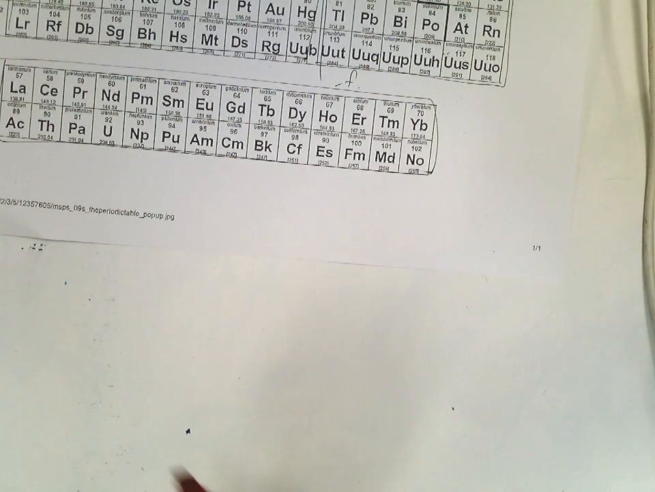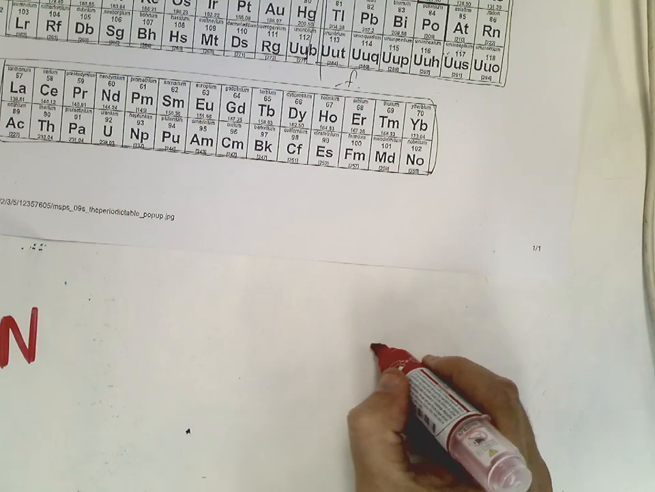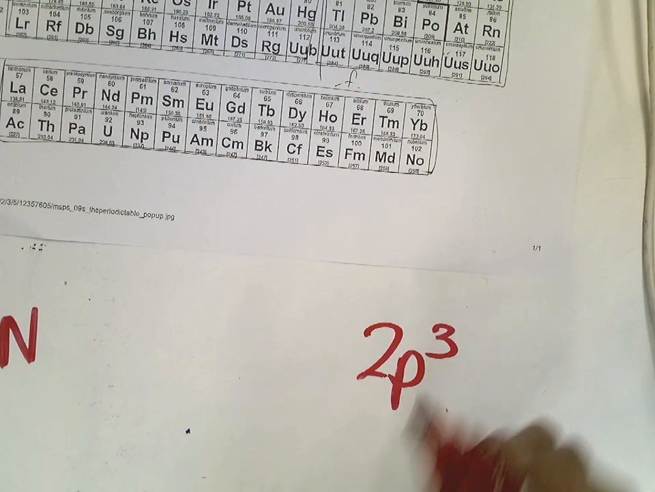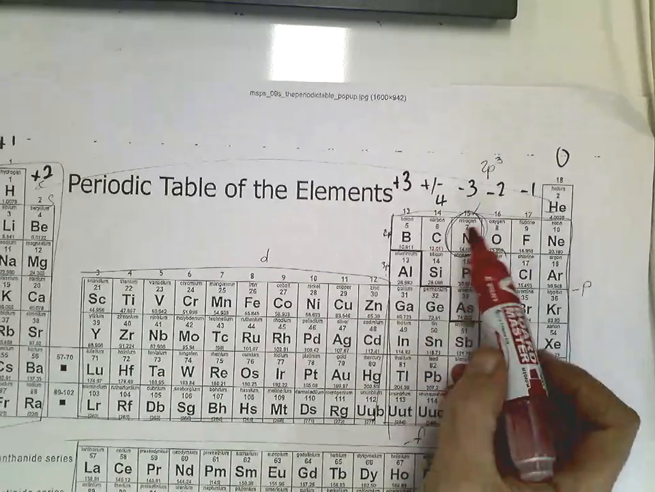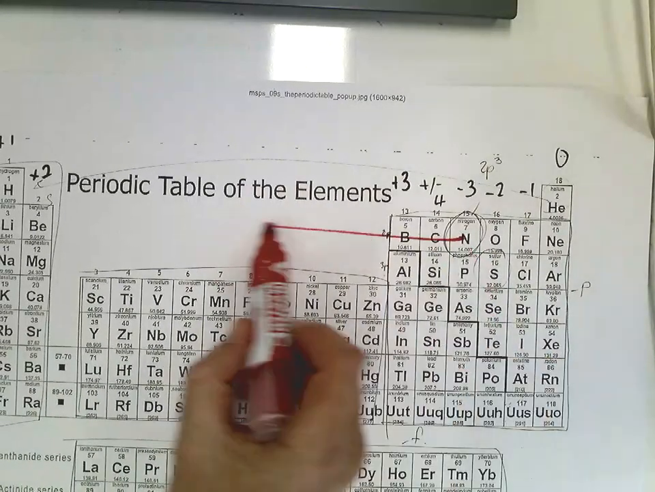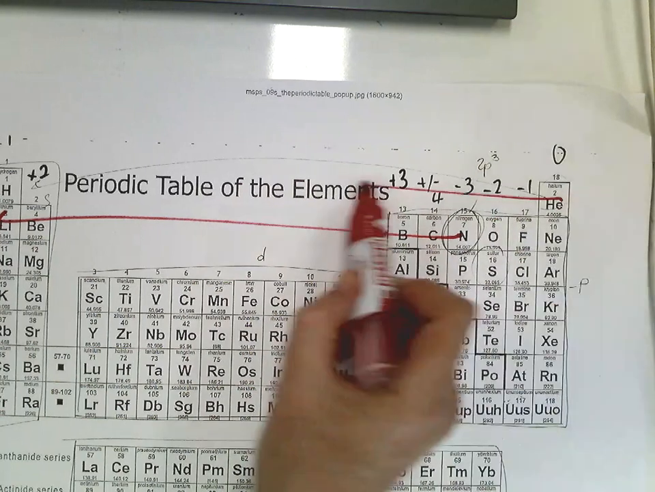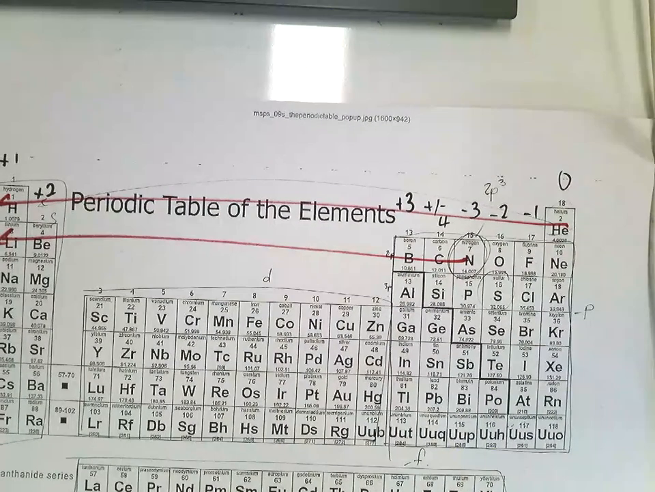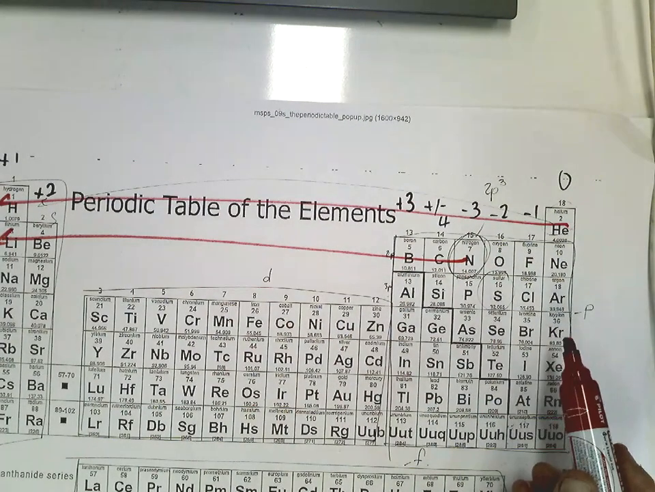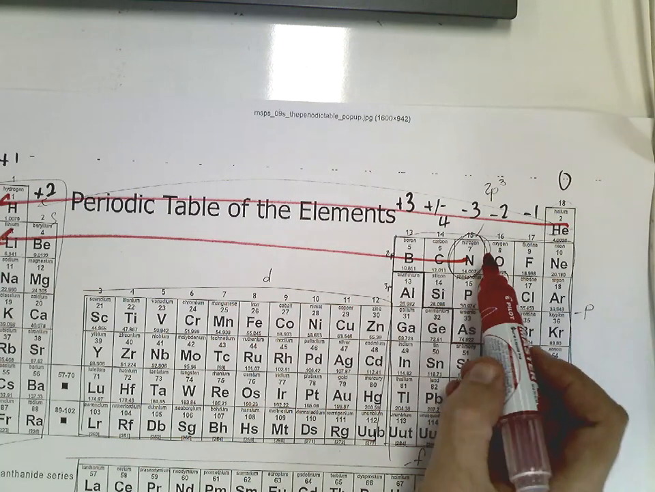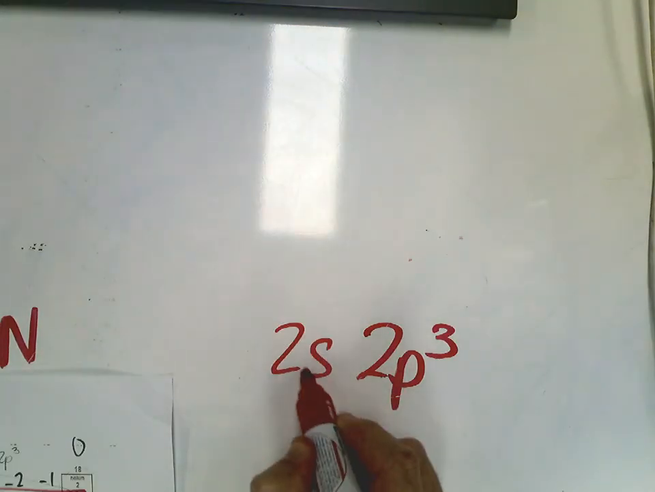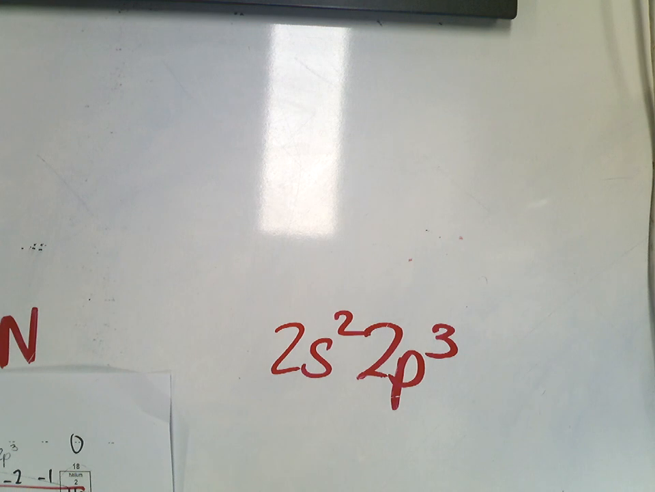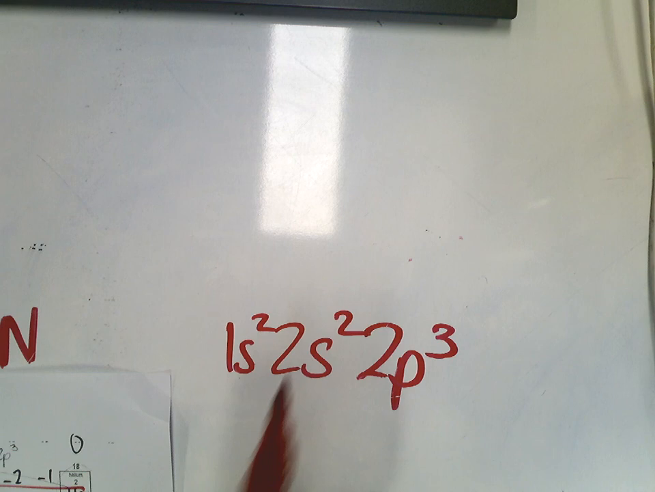So nitrogen, I'm going to write it backwards. We would go 2p3. But to get to nitrogen, I need to go back all the way up to hydrogen, because I want to start there and direct you there. If you think about it, it was 2p3. But before I got to 2p3, I would have had to have filled up 2s2. And before I got to 2s2, I would have had to have filled up 1s2.